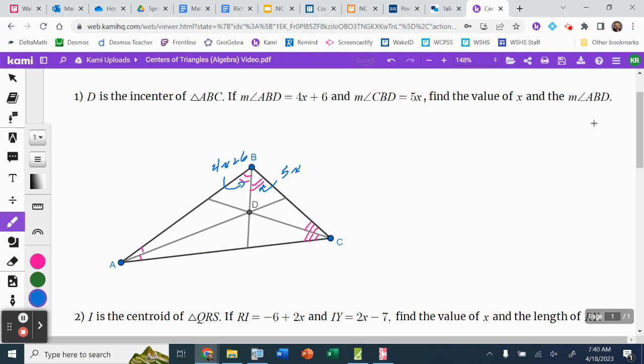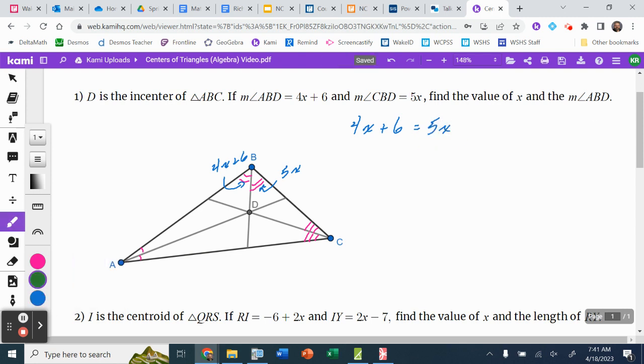So we're going to find the value of x, and then we're going to find the actual measure of that angle right there that we were given 4x plus 6 for. So since we know that the angles at each vertex are congruent, because D is the incenter and it's formed by angle bisectors, then we can take those two measurements, 4x plus 6, and we can set them equal to one another, is equal to 5x.